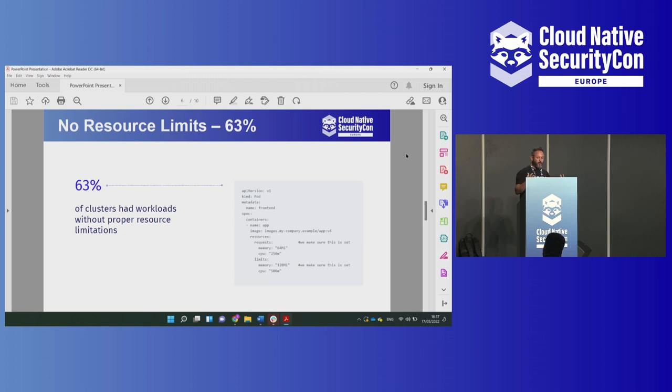Not having proper limitations: 63% of the clusters did not have workloads limited in terms of CPU and memory. That's a bad practice, both in terms of best practice for resource utilization, but also security-wise. Coin miners and different applications are going to utilize CPU and memory, and you want to limit them as much as you can.